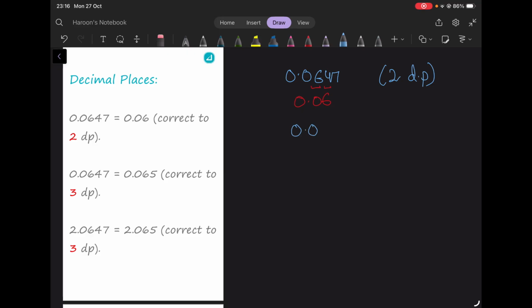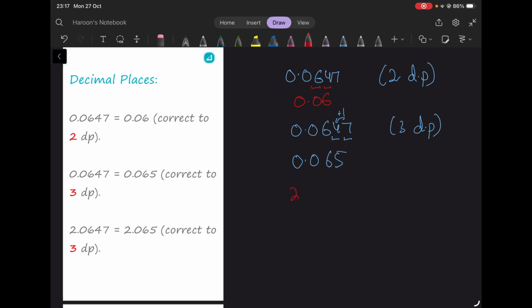If I get the same question, 0.0647, but the examiner tells me to write this correct to, let's say, 3 decimal places. The third decimal place is this 4. I look at the next one, 4 decimal place. This is 7. So I add 1 to the previous digit. So this becomes 0.065. This is the final answer.